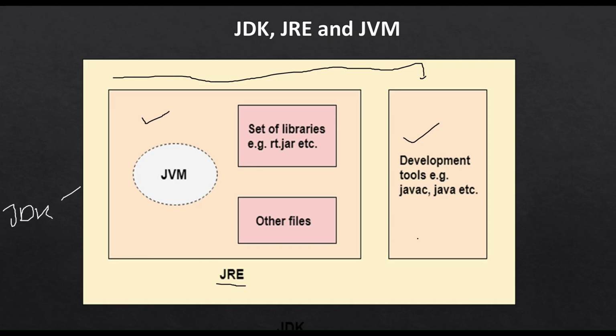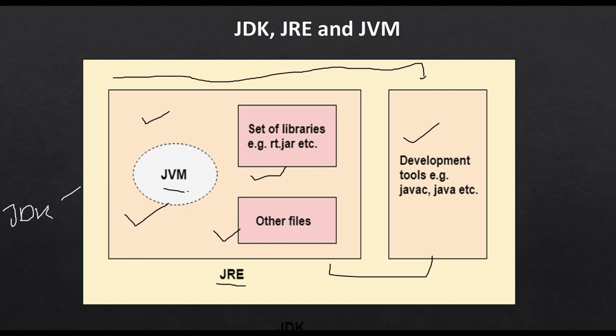One part is development. Inside the development part there will be a compiler and some tools that will be used, and JRE is present inside the JDK. These are the two parts of JDK. So inside JDK, JRE and development will be present. JRE also contains JVM and some libraries and other files. So JRE is a subset of JDK, you can say. Inside JDK, JRE is present; inside JRE, JVM is present.